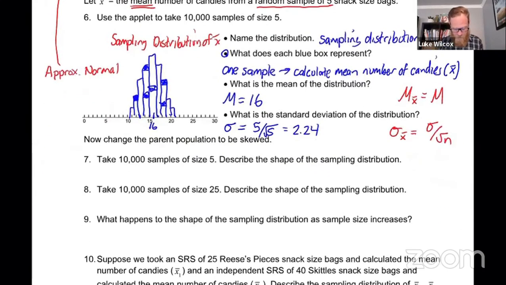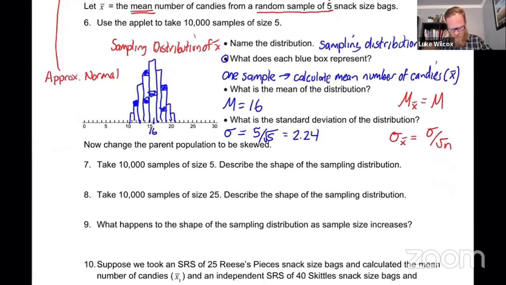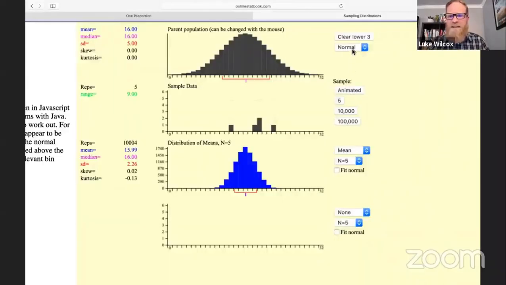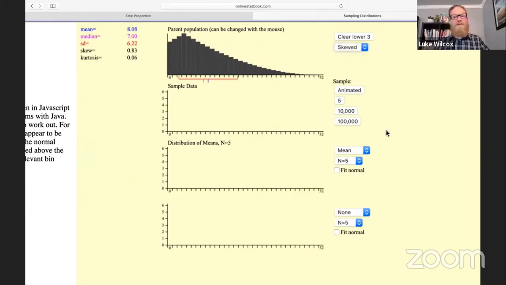All right, now let's move on to number 7. It says change the parent population to be skewed instead of a normal distribution. All right, so I'm going to go back to the applet now, and I'm going to change the parent population. Instead of being a normal distribution, let's say that it were skewed, and you can see here skewed to the right. Now, first, let's just acknowledge that this would be unfortunate because now the average number of candies you're getting in a bag of Reese's Pieces is only 8. Okay, a little bit unfortunate.